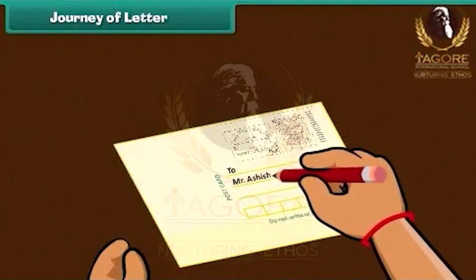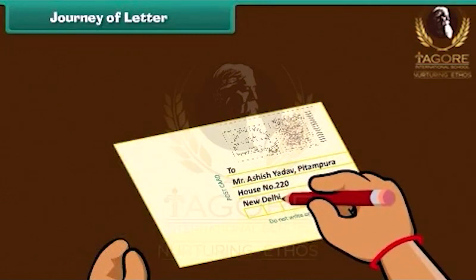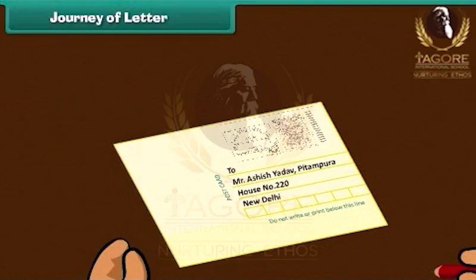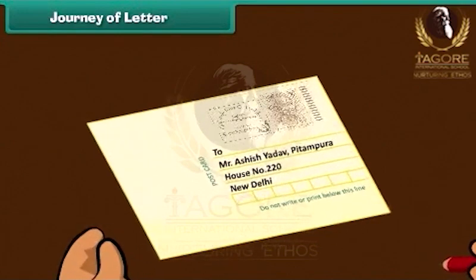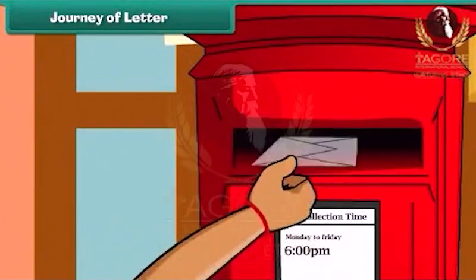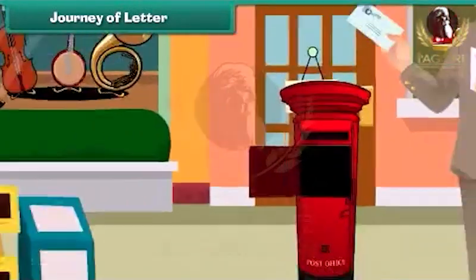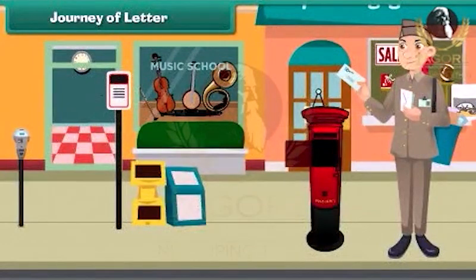After you finish writing the letter, you write name and address of the person to whom it is to be delivered on the top. In case of an envelope, you need to paste postage stamp of correct amount. You then drop the letter in a letter box from where the postman collects all the mails and takes it to the post office.